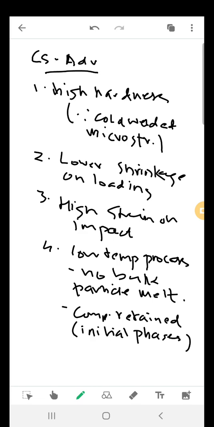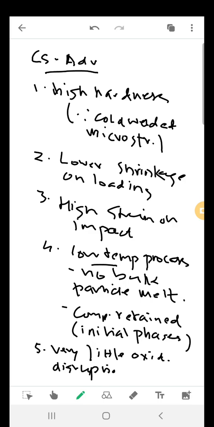And there is very little oxidation. This also comes under the low temperature we are using. Had it been a high temperature, it would have caused high oxidation. So we are using low temperature, so very little oxidation is involved in cold spray, and there is disruption of oxide on impact. Even if there are some oxides formed, there is a disruption of oxides due to the shock wave generated on impact.